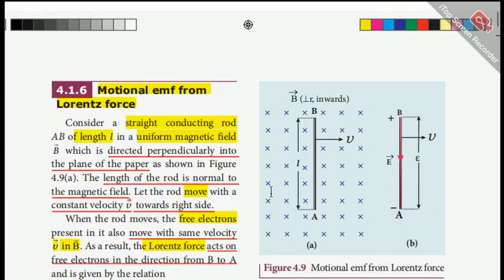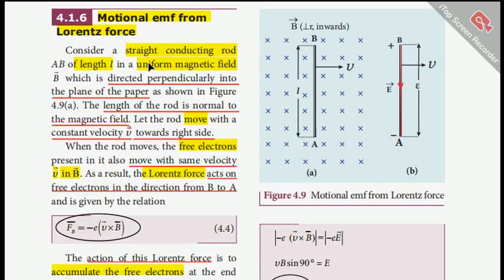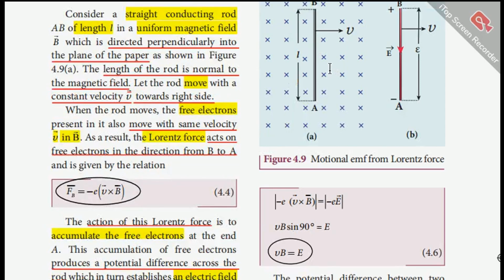Next, we will study the motional EMF from Lorentz force. For this, let us consider a straight conductor in the shape of a rod AB of length L in a uniform magnetic field B, directed perpendicularly into the plane of the paper as shown in this figure, shown by this cross. The length of the rod is normal to the magnetic field, and let us consider that the rod moves with a constant velocity v towards the right side as shown in this figure. When the rod moves, the free electrons present in it also move with the same velocity v in B.